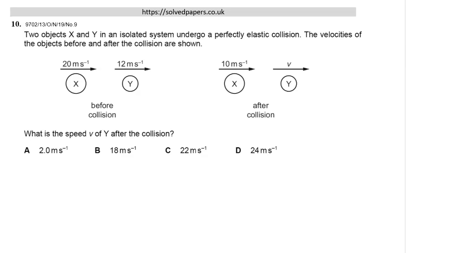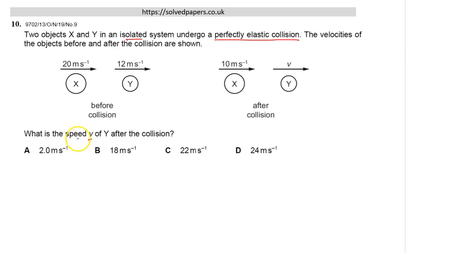Number 10. 10 was from paper 1-3. This was question number 9. Two objects, X and Y, in an isolated system undergo a perfect elastic collision. The velocities of the objects before and after collisions are shown. Before is this, after collision is this. What is the speed v of Y after collision?